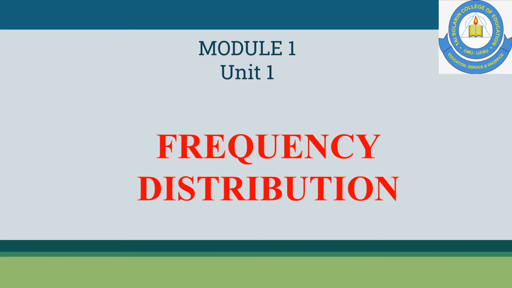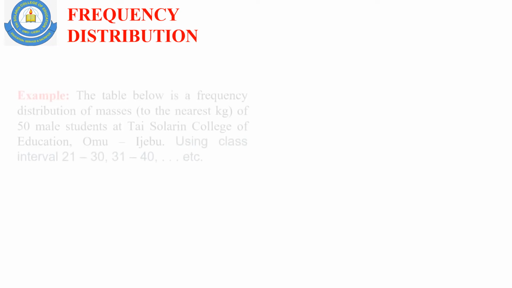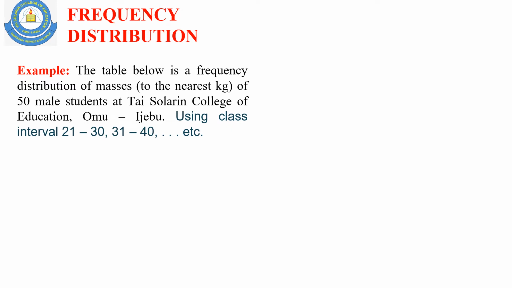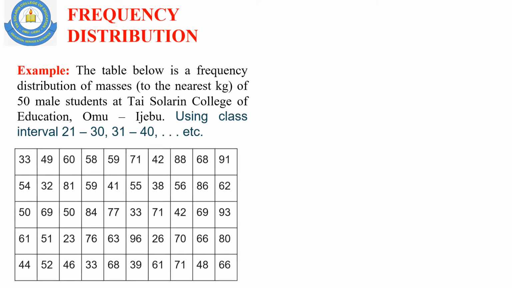In today's class, we are going to talk about frequency distribution. Frequency distribution is the distribution of large masses of raw data into classes or categories. So let's look at an example here. Let's look at the table, the data given.